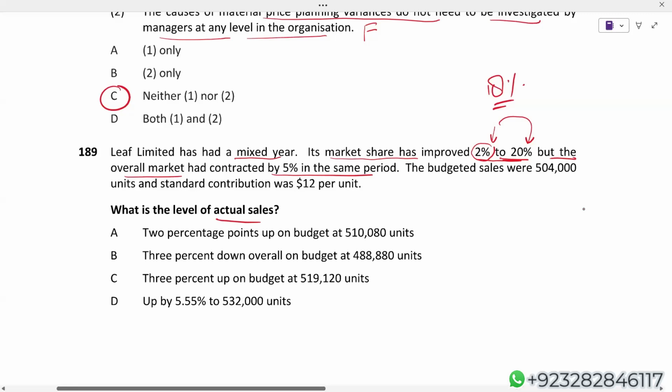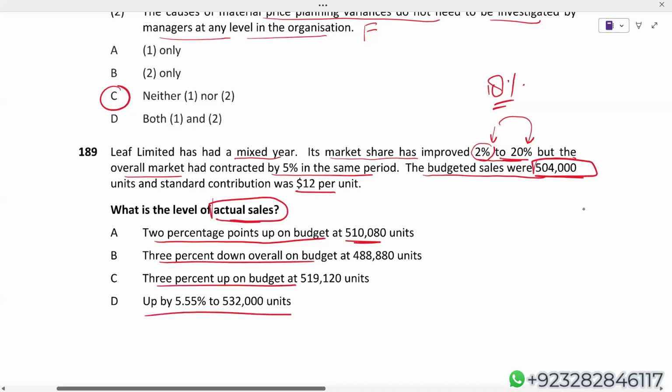The budgeted sales were 5,04,000. Standard contribution was 12 per unit. So what we need to do? They're asking us what is the level of actual sales. 2 percentage points up on the budget, 3 percentage down, 3 percentage up by 5.5 to 5,32. Let's read it again.